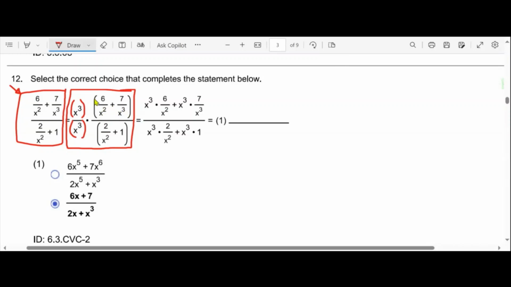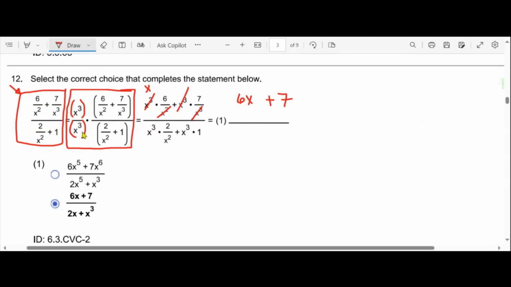What about the x squared? X squared will be x to the power of 5. What's left in the top? X. And this one cancels. So you're going to get what? 6x, correct? Plus 7.